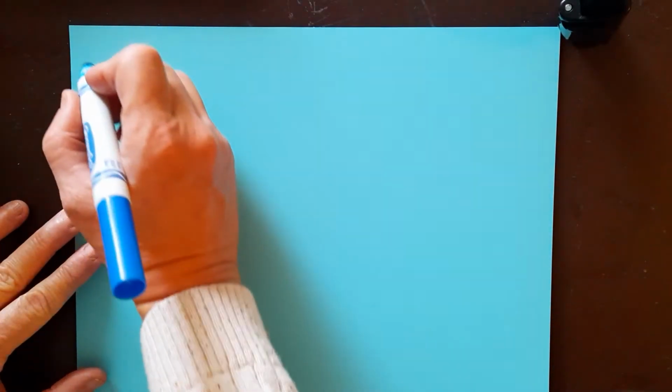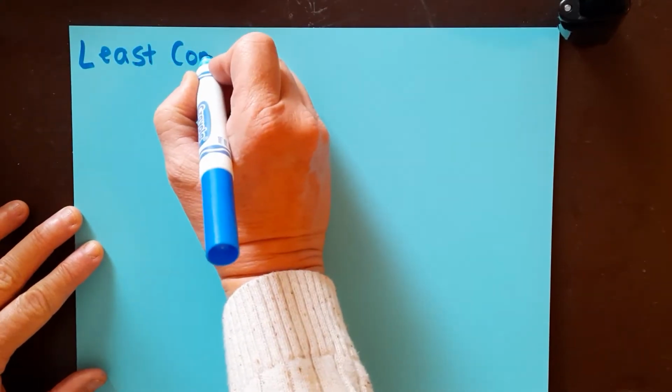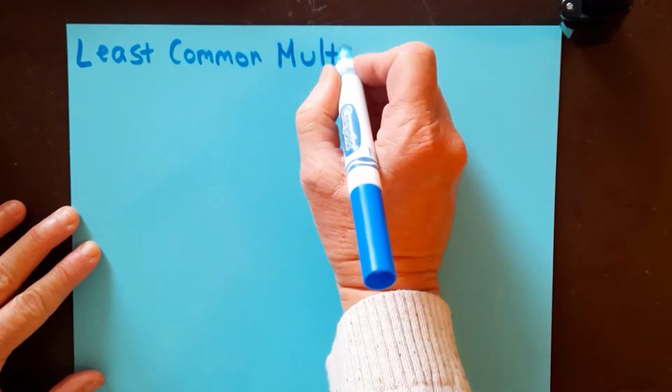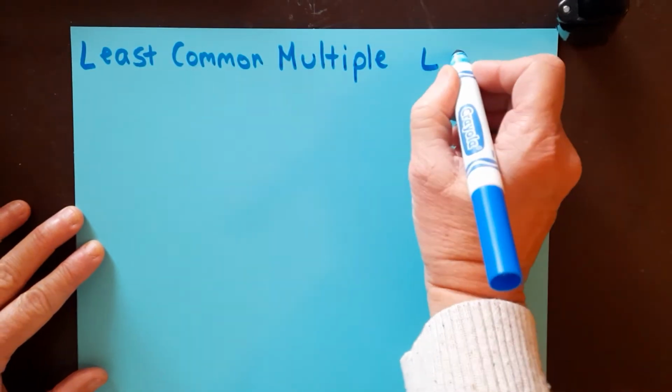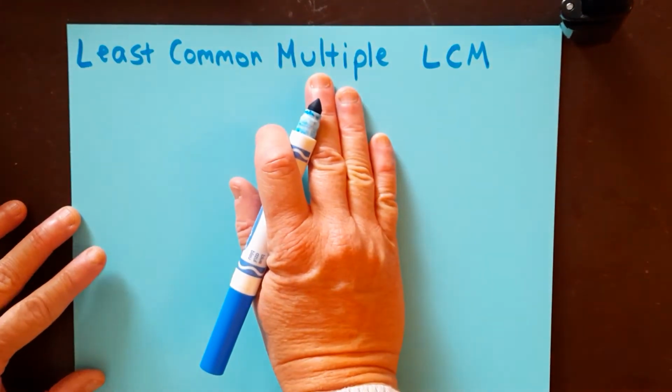Okay, something you'll come across in your homework this week is least common multiple, which is also sometimes shortened as LCM. So it's going to ask you to find the least common multiple of 2 or sometimes maybe 3 or 4 numbers. So first of all, we're going to see what is a multiple.